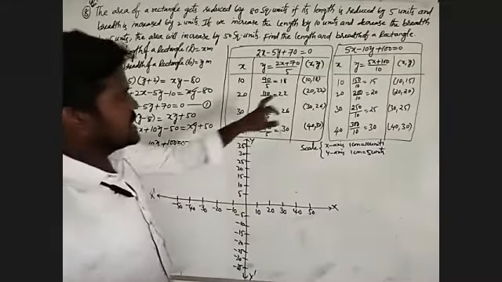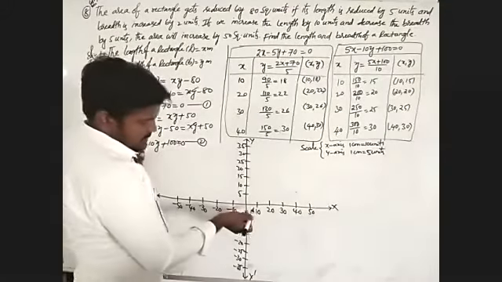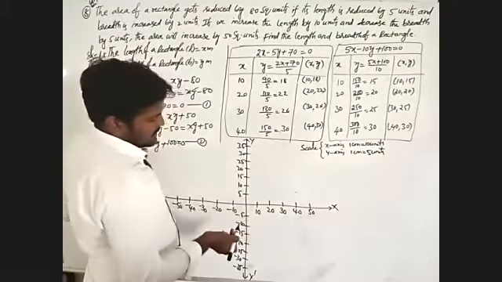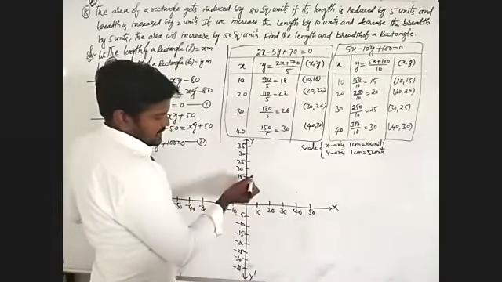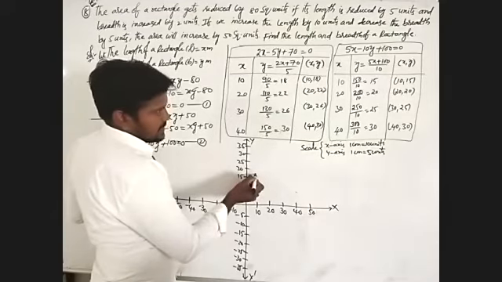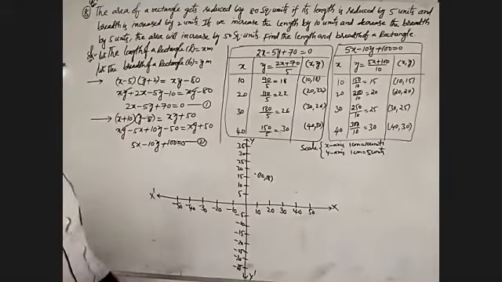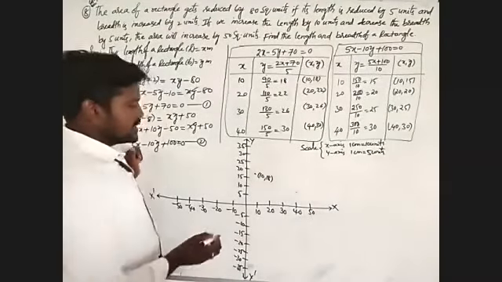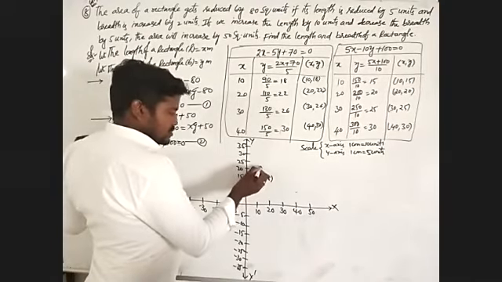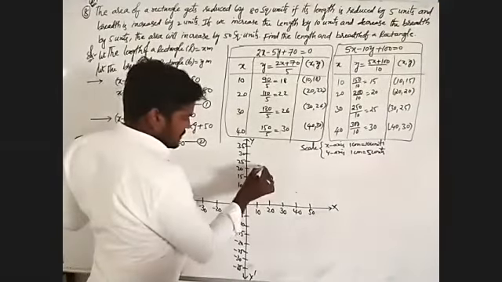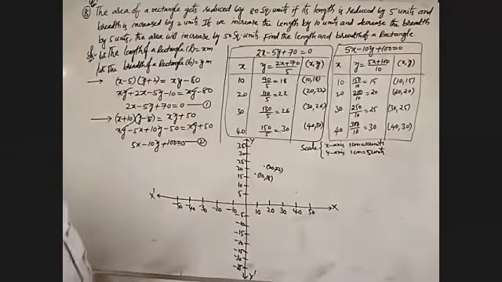First one is 10, 18. On the x-axis we take 10, on the y-axis we take 18. 18 lies between 15 and 20. This is 10, this is 18, and it must be plotted in this place. That is named 10, 18. After that, the second one is 20, 22. 22 lies between 20 and 25. This becomes 20, this becomes 22. Name it 20, 22.